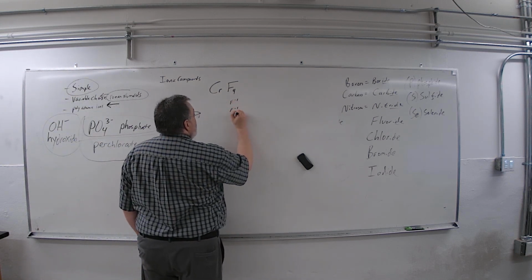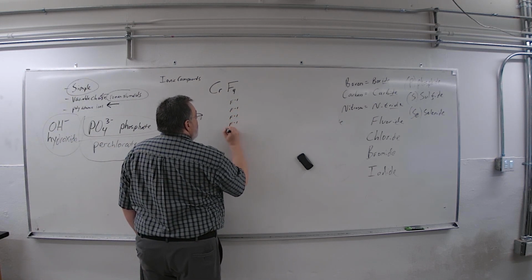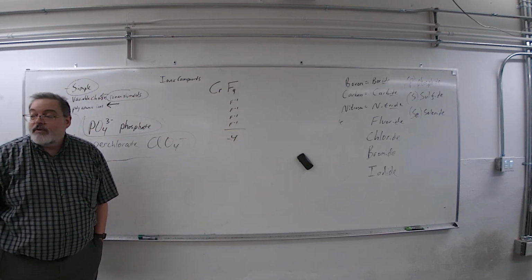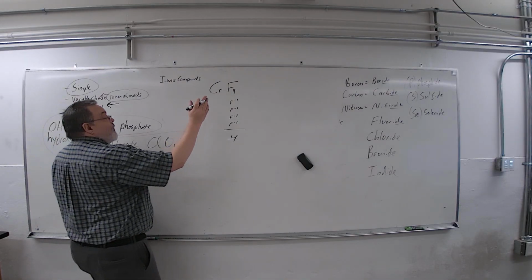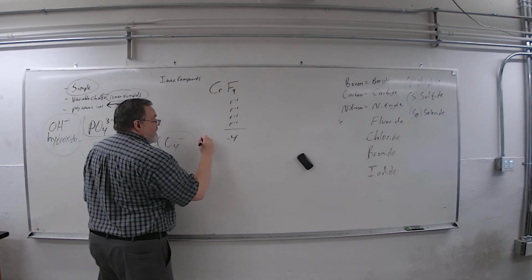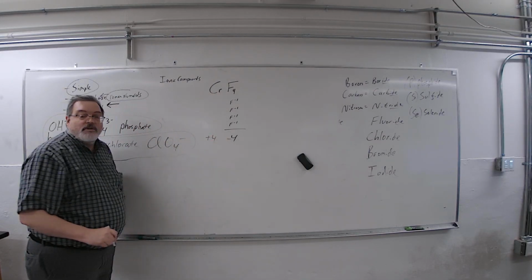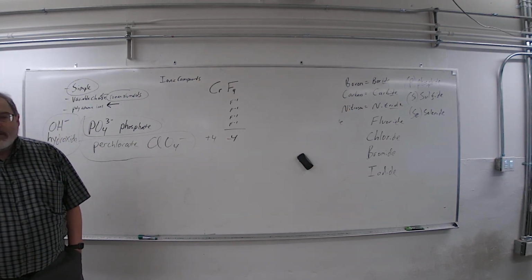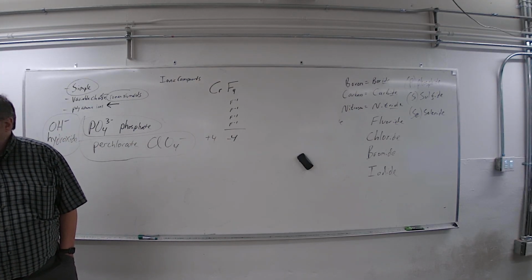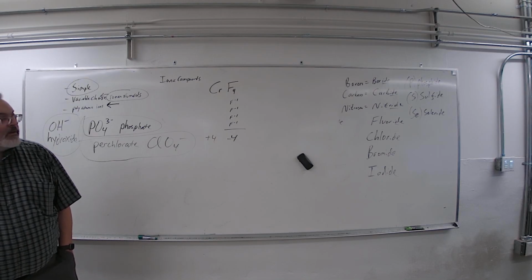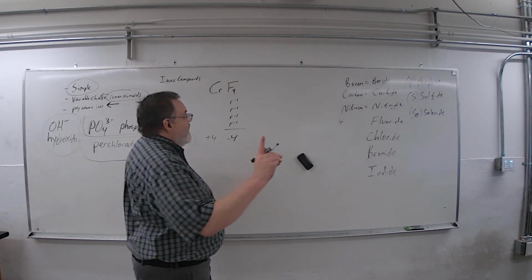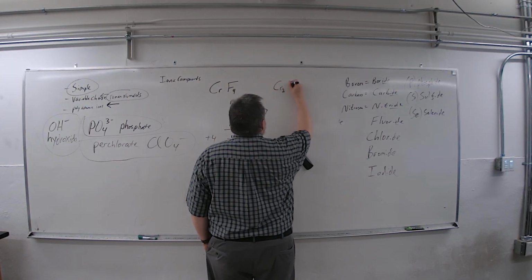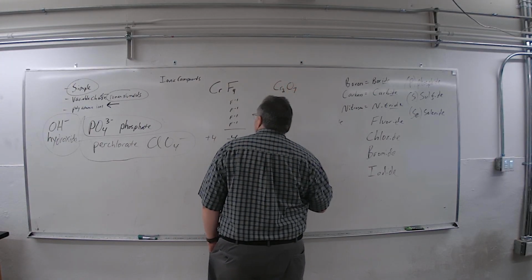What's the charge on fluorine? You've got 4 fluorines, each worth -1 charge. You've only got 1 chromium here, so that chromium has to have +4 charge on it. The transition metals can have +5, +6, +7. They get pretty exotic. Okay, how about this?